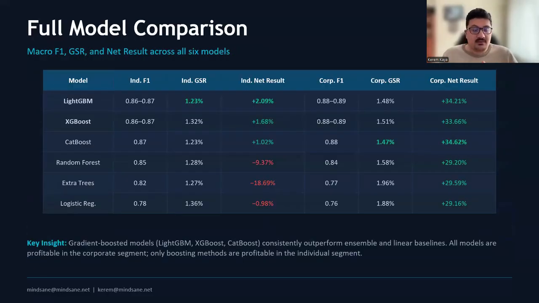And here we see all the models, and we can clearly see that on the individual side, random forest, XGBoost, and logistic regression performed worse compared to the top 3. But when we look at the corporate side, we can see that they all had an increased profit, but the top 3 models achieved more than them.